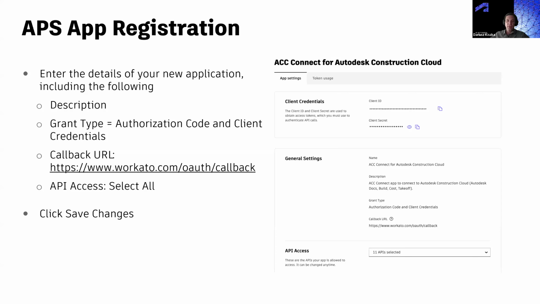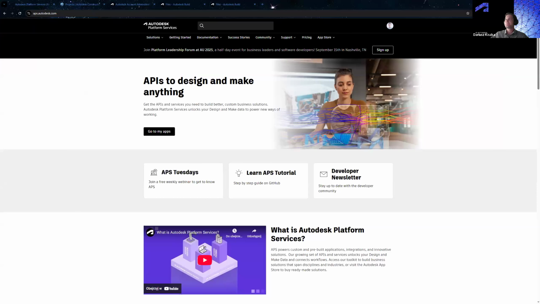So when we register the app, APS generates the client ID and client secret. We can see it here on the left-hand side. Think of it like your credentials, right? So your client ID is the ID of your application, and the client secret is the password for your application. So let's jump now into the APS platform.